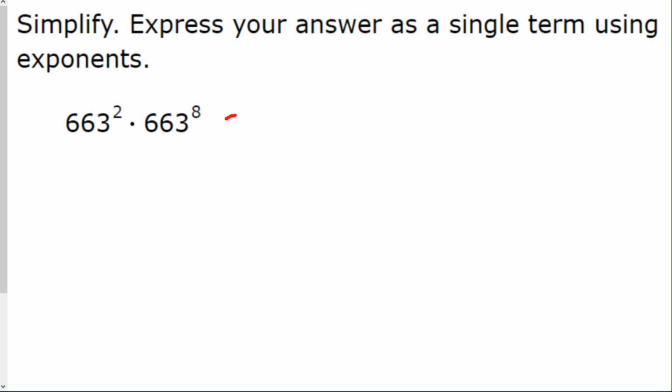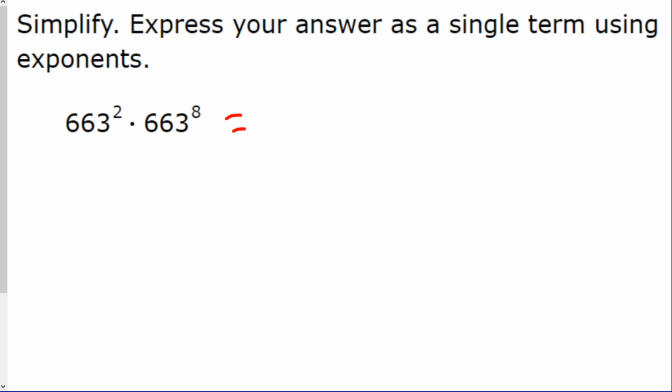Now you could multiply this out, 663 times itself and then times this, but that's going to be a ridiculously huge number. But let's look at the instructions first. Express your answer as a single term using exponents. So they don't want you to work it out, so you've got to read the instructions. They don't want just a typical answer.